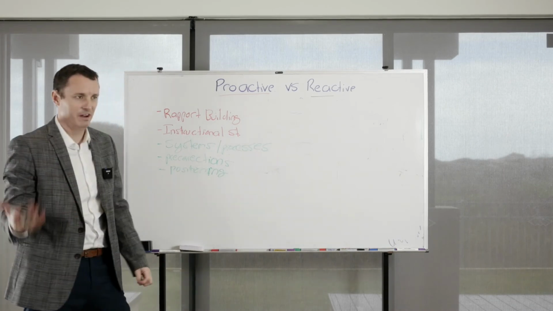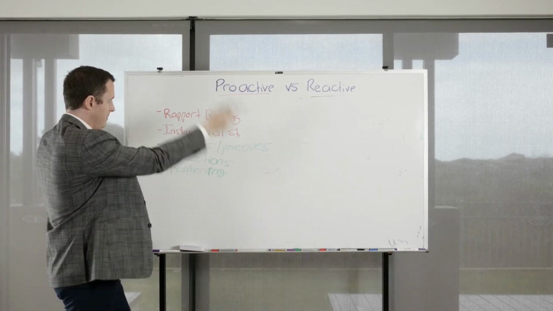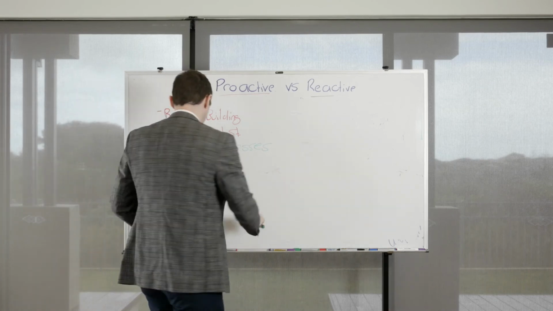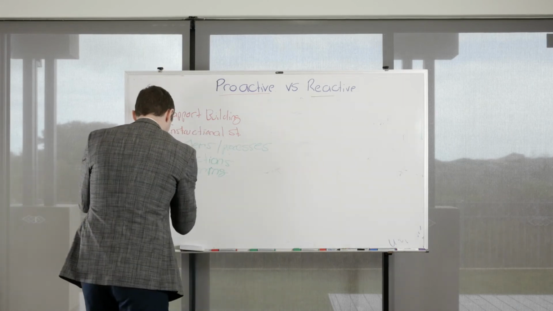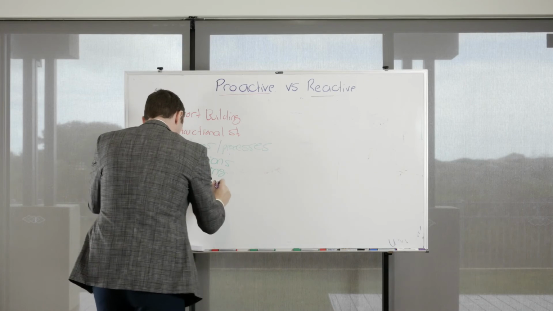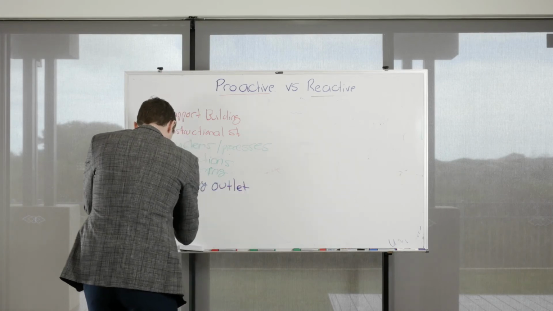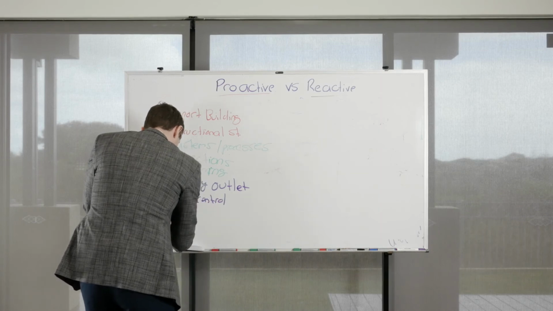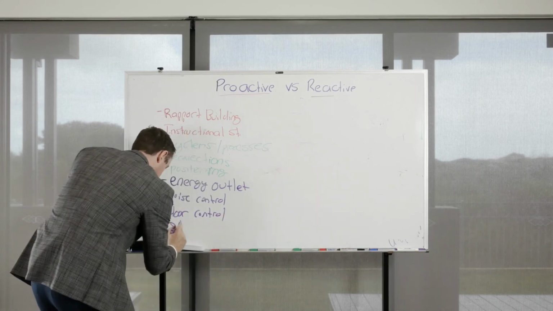Pre-corrections, again, very basic, very granular, in terms of being proactive. So that's 4 or 5. I guess we could write, you could give them outlets for energy. We'll call that energy outlet. Yes, noise control is another one. Floor control is another one. Situational awareness.